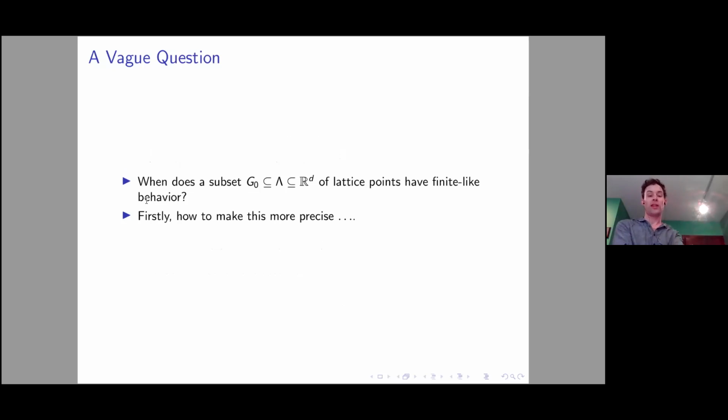And so let's start off with a fairly vague question right now. Let's say we have a subset G0 of lattice points inside d-dimensional Euclidean space. When does that subset have finite-like behavior? It's a very vague and general question, and there are probably lots of ways to interpret this, lots of ways to try and answer this question. And I'd like to basically in this talk give a little hint about one potential way of making this more precise.